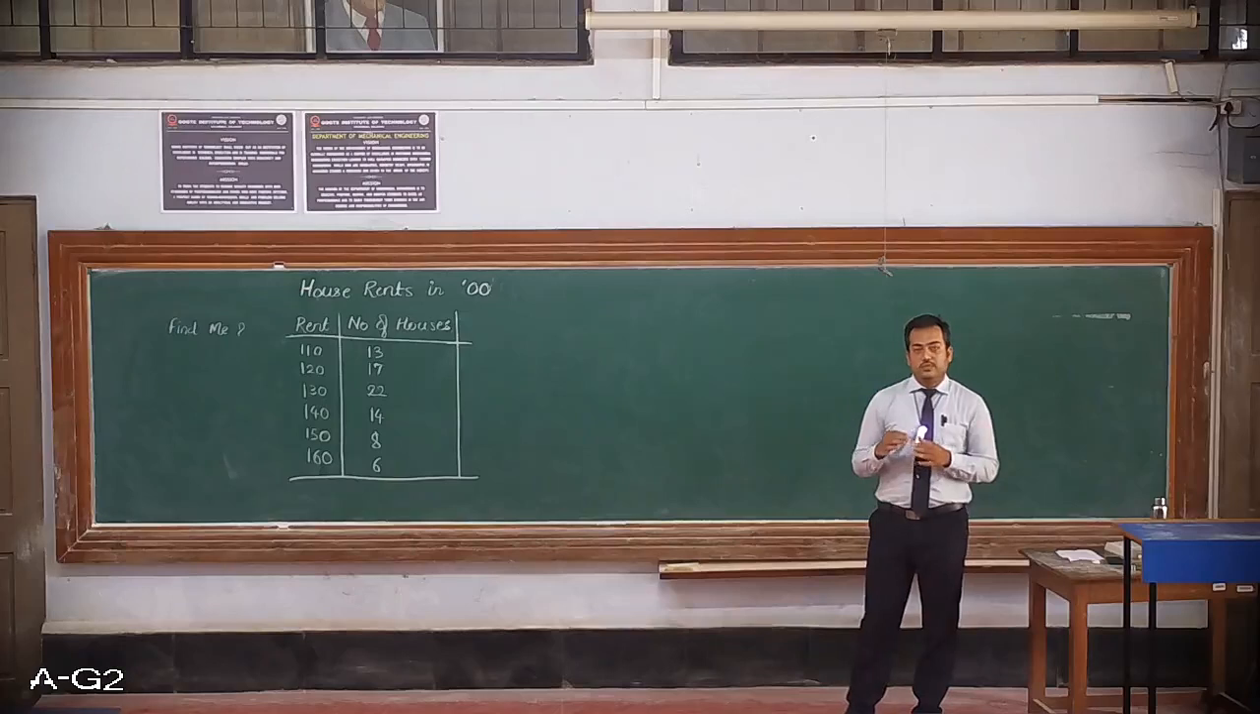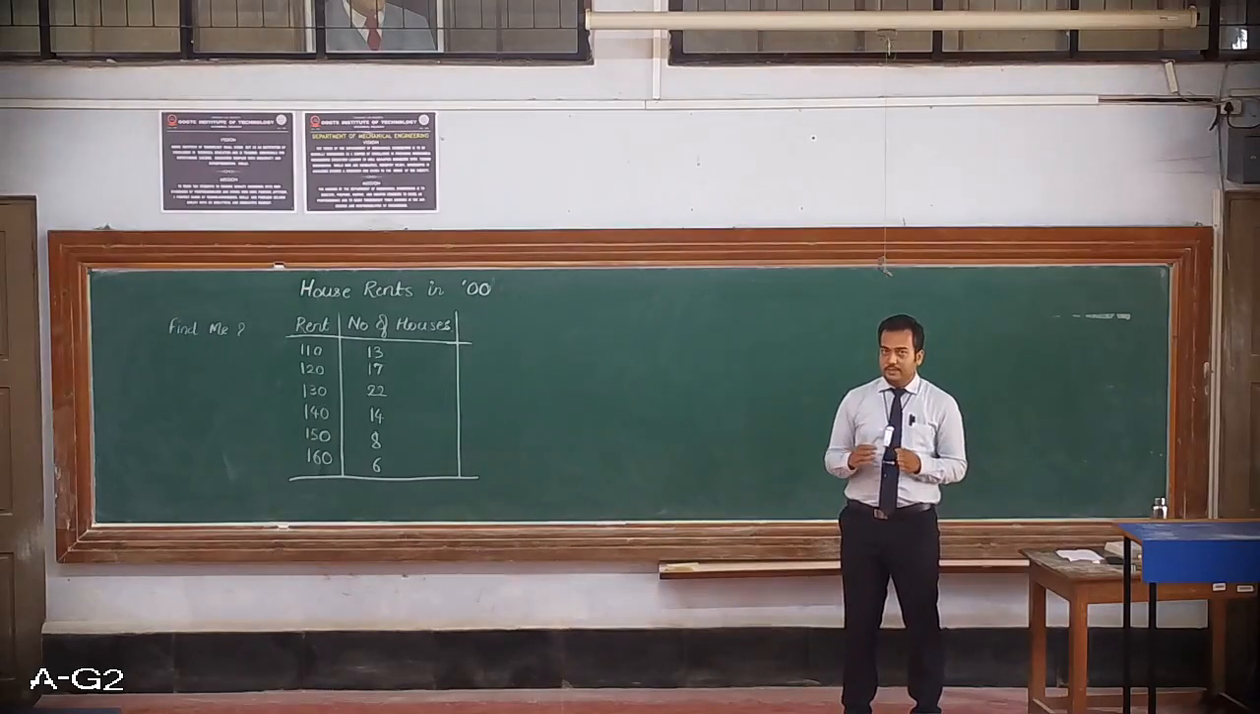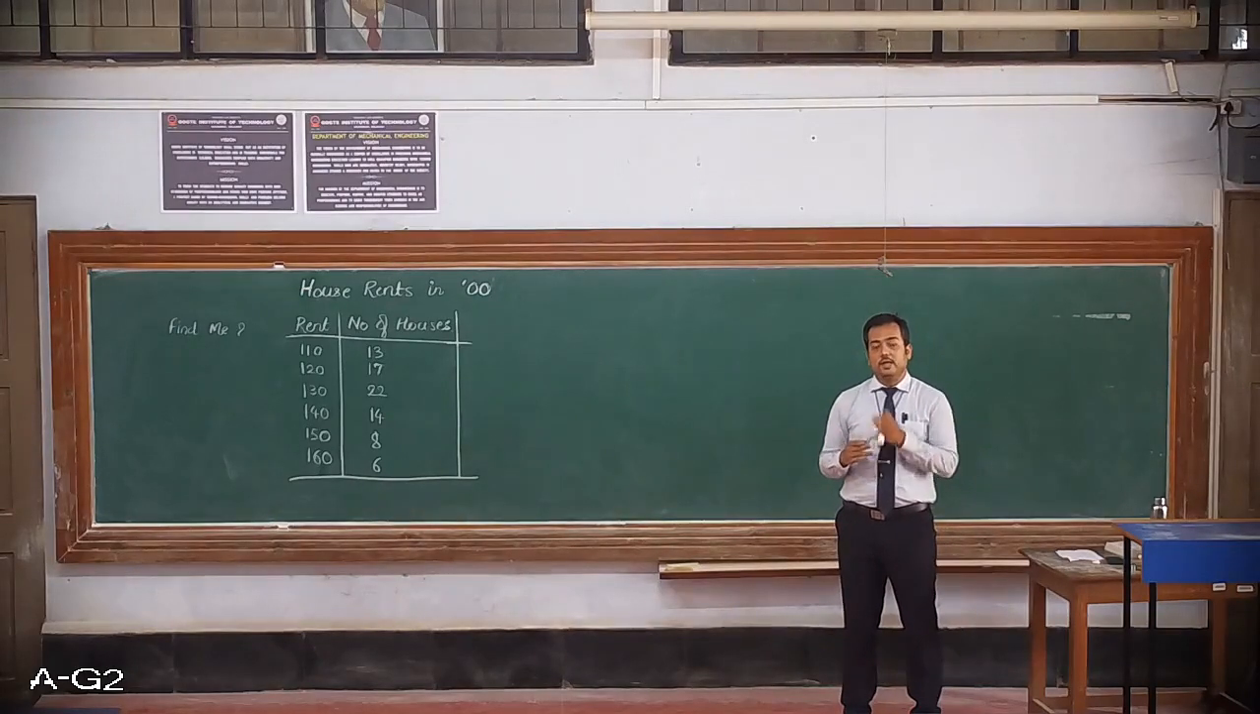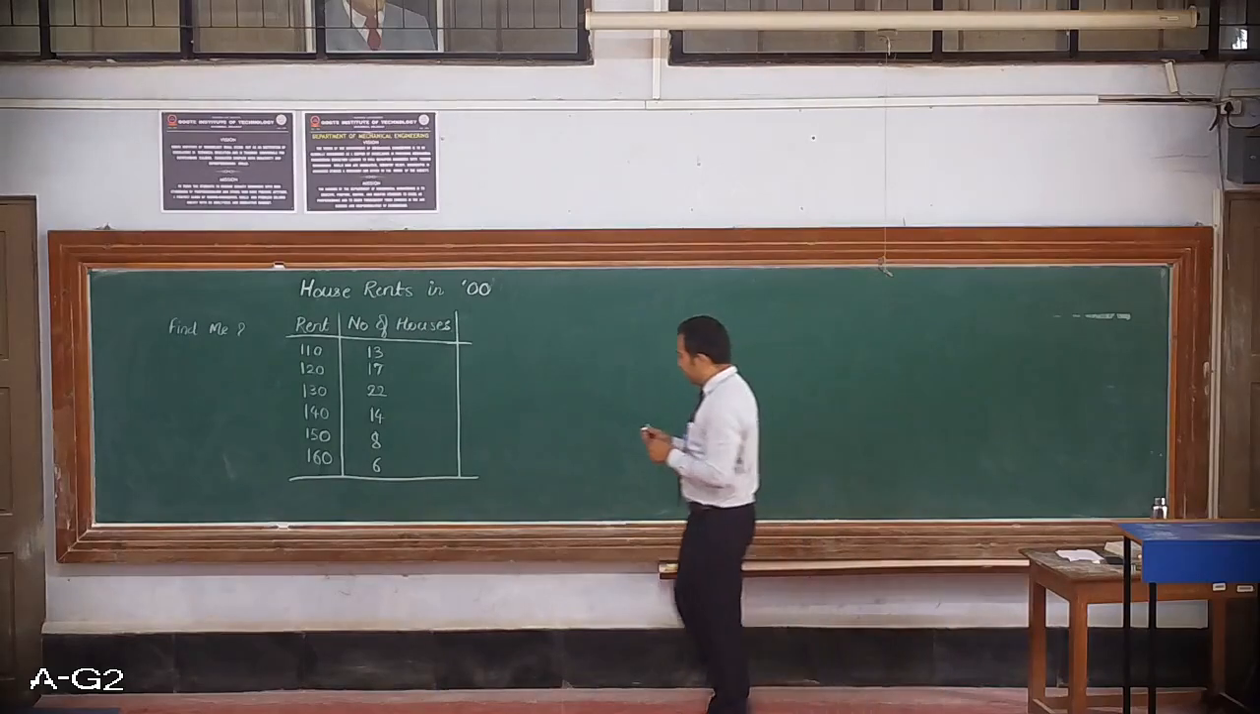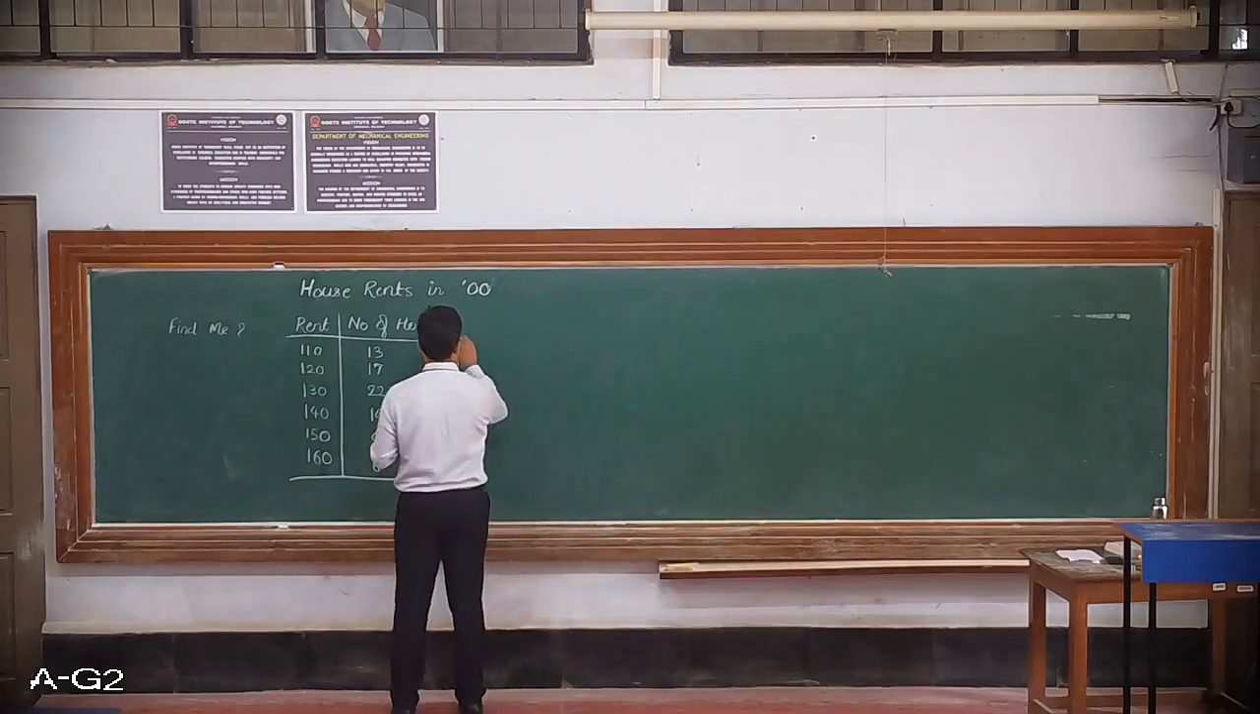Okay, so to find the median using the graphical method, we need to calculate both kinds of frequency, that is less than cumulative frequency as well as more than cumulative frequency. So first let me find out the less than cumulative frequency.